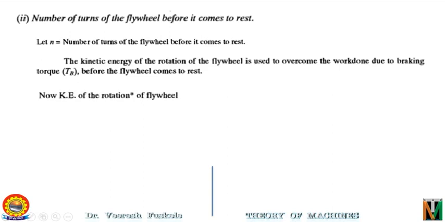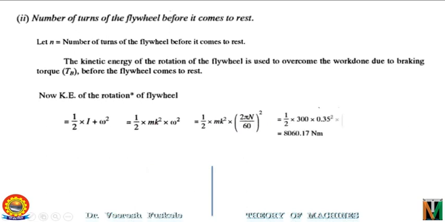Now the kinetic energy of rotation of flywheel is given by half I into omega square. Now putting I, moment of inertia, as m into k square, where m is the mass and k is the radius of gyration. Further putting the value of omega as 2 pi N divided by 60, we have this equation. Now putting the values of various parameters, we get half, m is 300 kg, k is 0.35 and N is 200 rpm. So we get the value of kinetic energy of rotation of the flywheel as 8060.17 Newton meter.